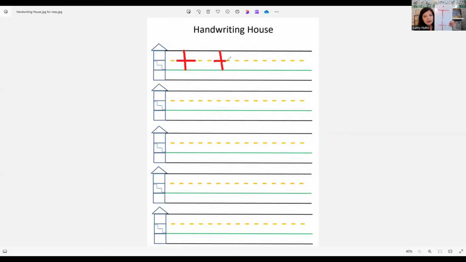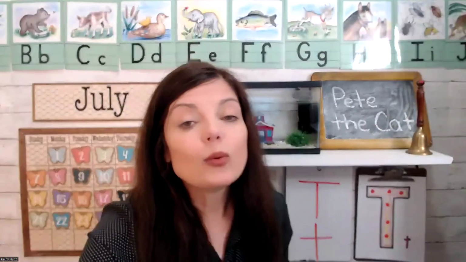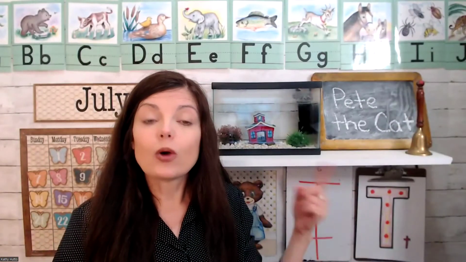Down and across, down and across. Keep practicing. Upstairs, downstairs, straight across in the middle. Very, very good. Let me cheer for you and give you a sticker. Nice work. Here you go. Well, now we know what T looks like. We know how to write it.